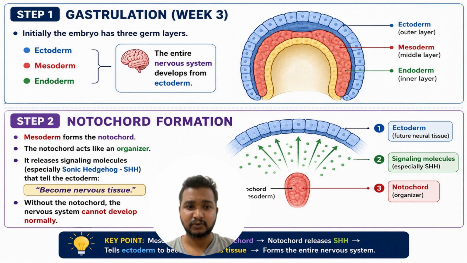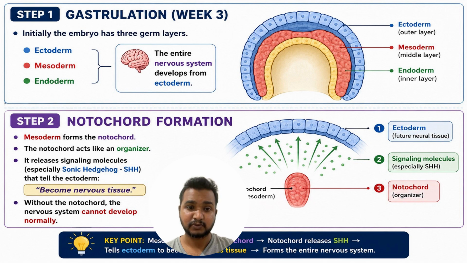Now let's move to step 2, notochord formation. The notochord develops from the mesoderm and acts as the primary organizer of embryonic development. Although the notochord does not become part of the nervous system, it is absolutely essential for nervous system formation because it sends molecular signals to the overlying ectoderm. The most important signaling molecule released by the notochord is sonic hedgehog, commonly abbreviated as SHH. This signal instructs the overlying ectoderm to transform into neuroectoderm, which is the first committed nervous tissue. Without the notochord and its signaling molecules, the nervous system cannot develop normally.